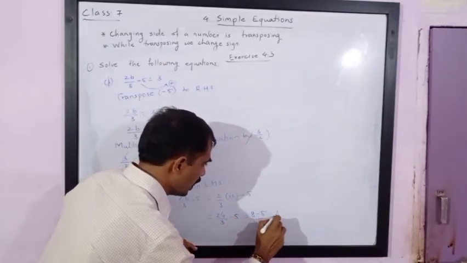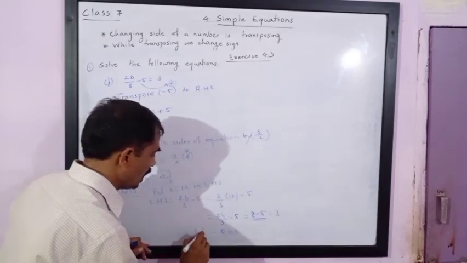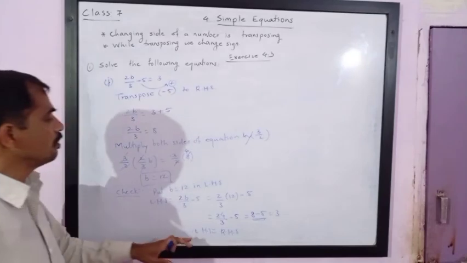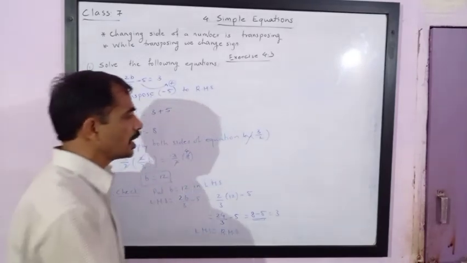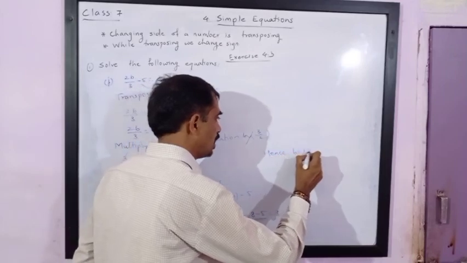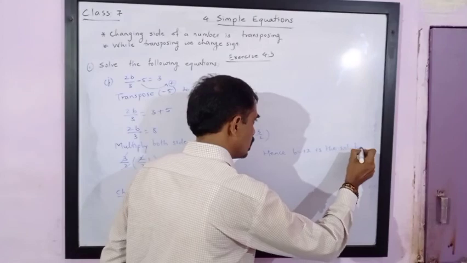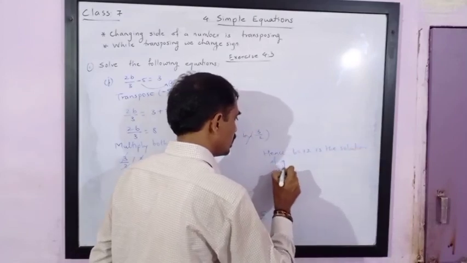8 minus 5 is 3, that is equal to RHS. Thus, we have got left hand side is equal to RHS. It means our solution is correct. Hence b is equal to 12 is the solution of the given equation.